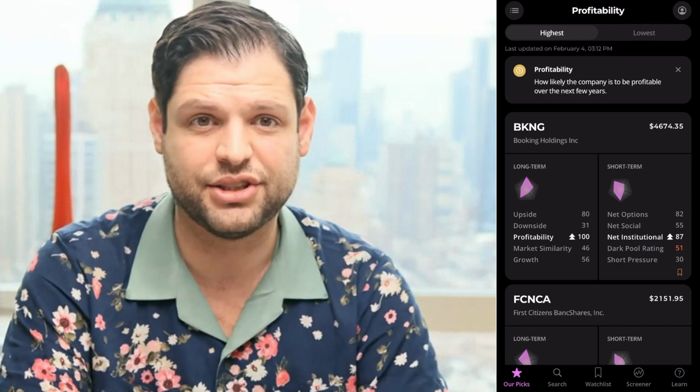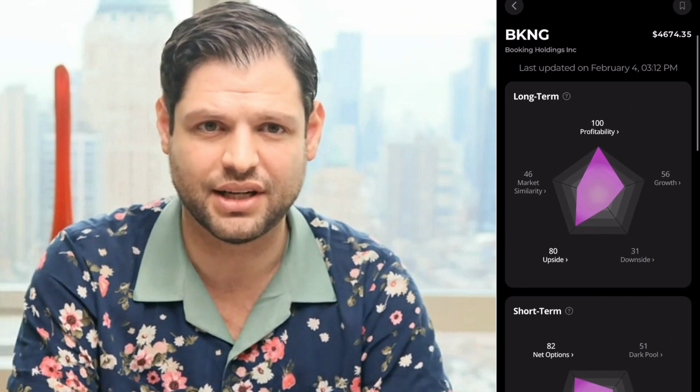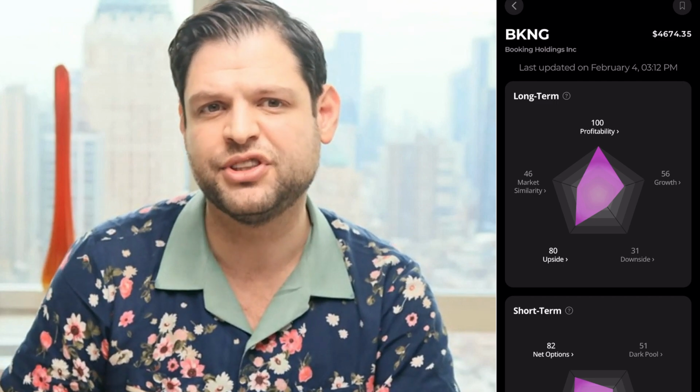I'll start easiest. Profitability is just measuring a company on the scale of 2,000 stocks and how profitable the market expects them to be, right? And we'll use EPS estimates by analysts, and then we'll layer in our own simulation technology on top of that. Growth is the same thing, except we're using sales projections instead of profitability.